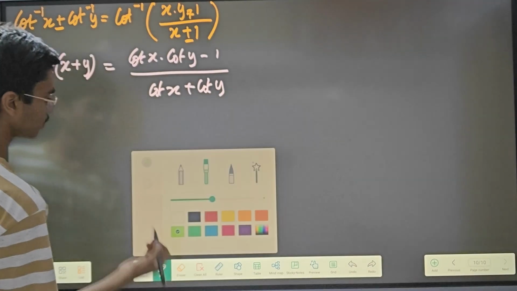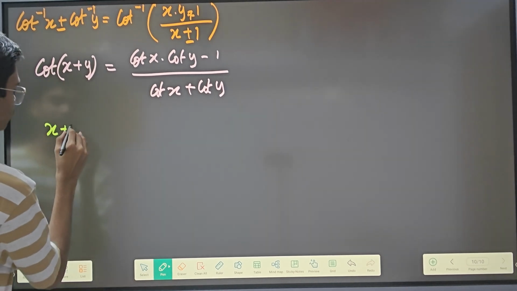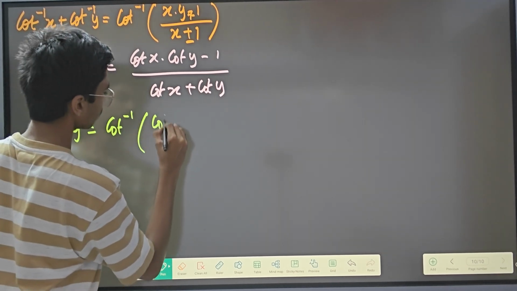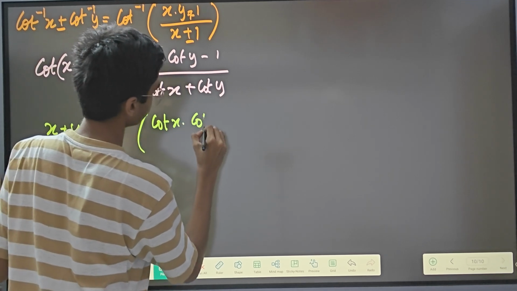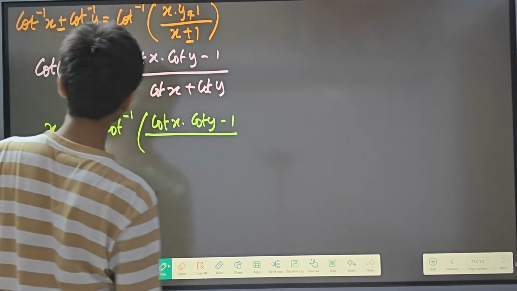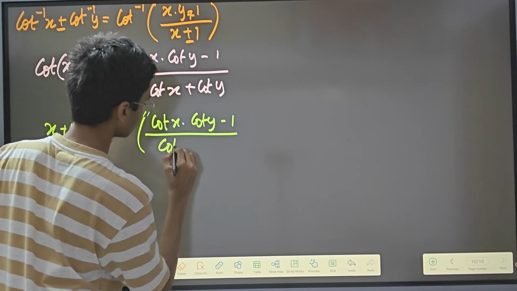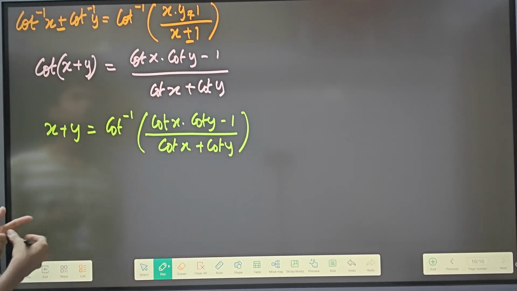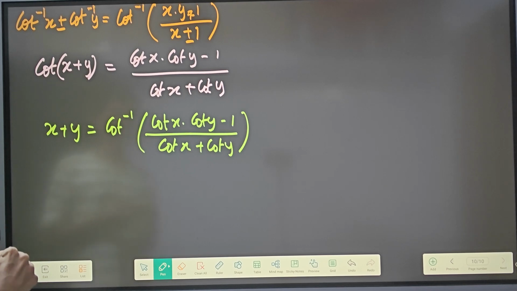So here it will be x plus y is equal to cot inverse of cot x dot cot y minus 1 whole divided by cot x plus cot y.